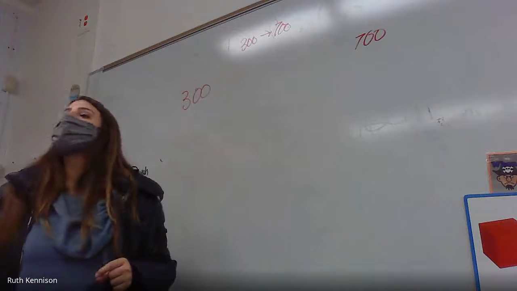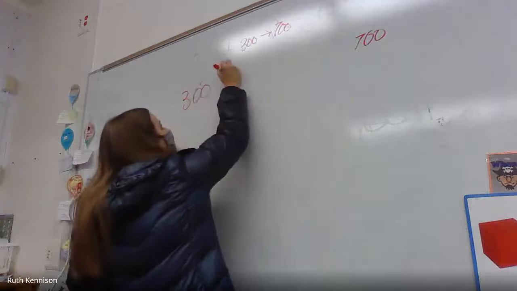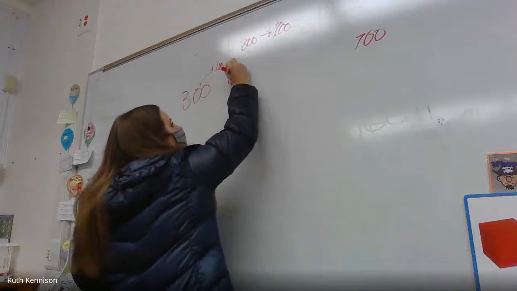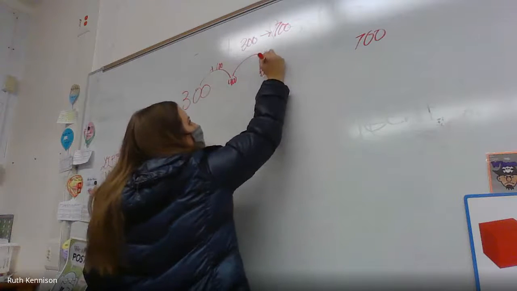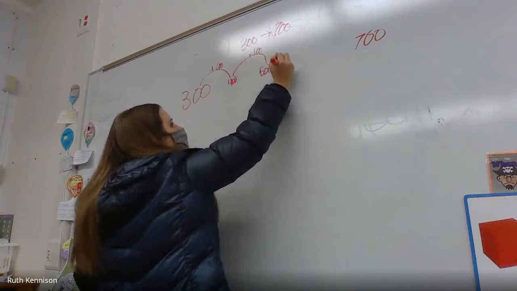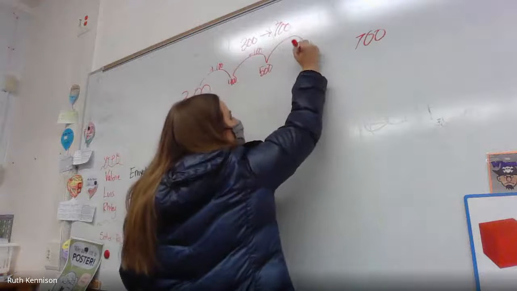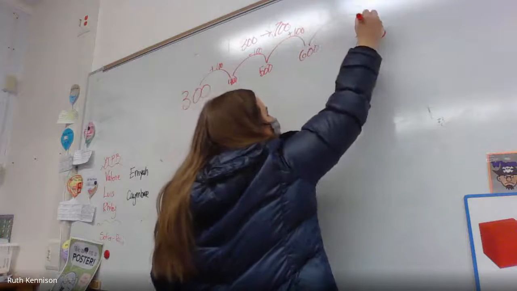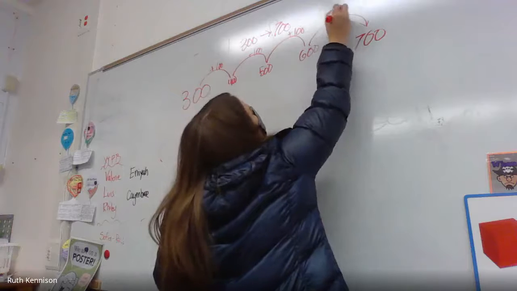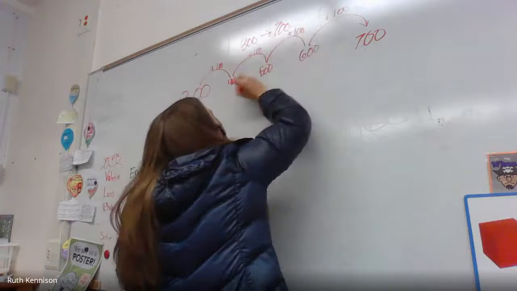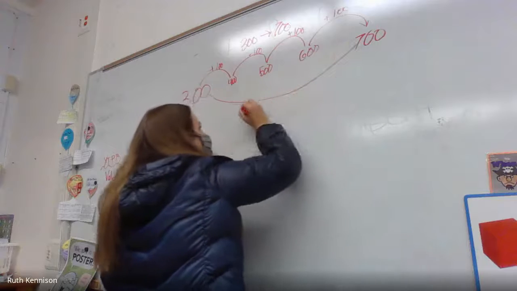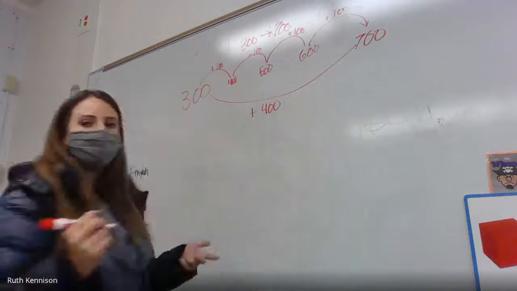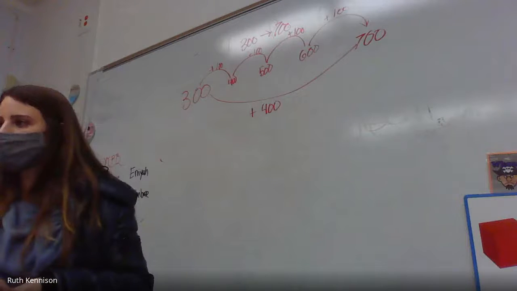Sophia? Hundreds. All right, I'm going to go 300 to 400. That's plus 100. 400 to 500, another plus 100. 500 to 600, another plus 100. 600 to 700, another plus 100. I jumped four 100s from 300 to 700 in order to get there. Okay?